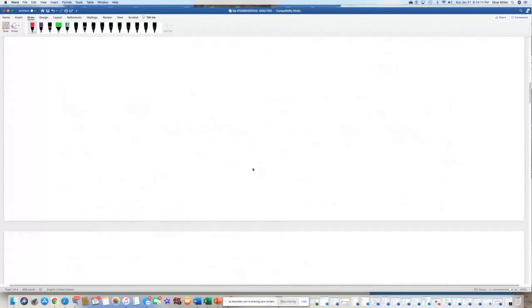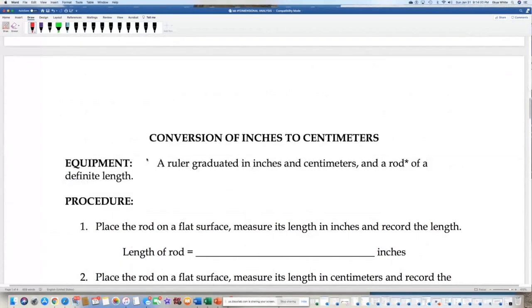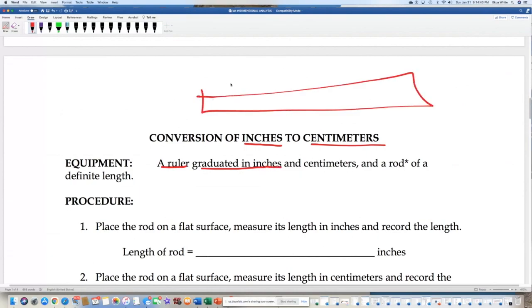So let me walk you through just one, okay? In this first one, you are going to come up with your own equality that's going to convert inches to centimeters. Now, the handout I gave you has some equalities, but you're coming up with your own. What you need is a ruler graduated in inches and centimeters. So find a ruler where one side is inches and the other side is centimeters. Just a regular ruler you can find from Walmart or a dollar store if you don't have one at home.